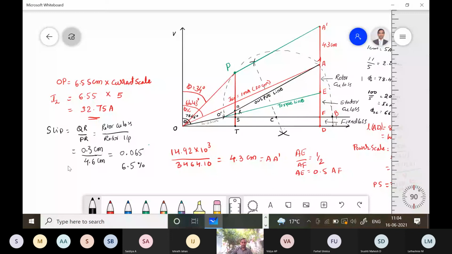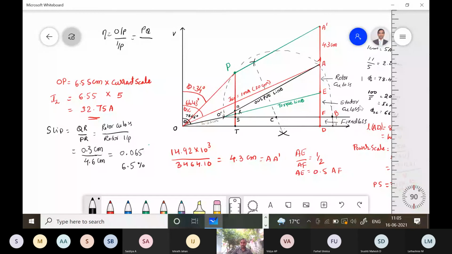Similarly, calculate efficiency. Efficiency is equal to output by input. So what is the output? From the output line, take in upward direction, measure the distance, that is called PQ. PQ is called the output. So output line PQ distance divided by input. Input is equal to PT.